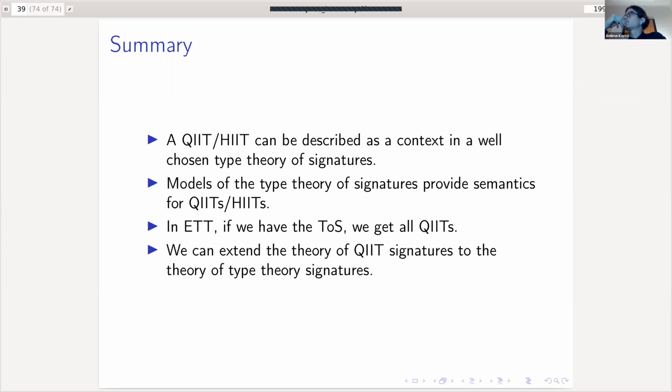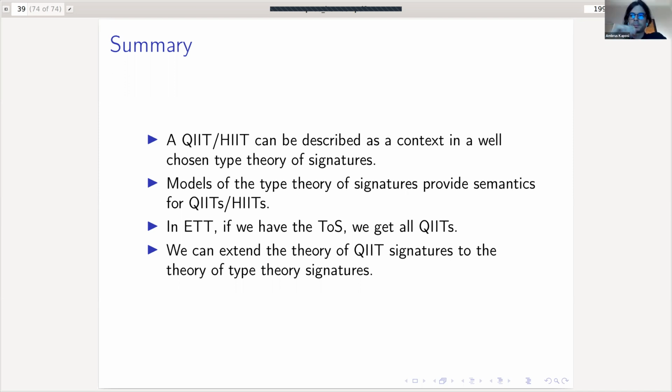Can I try? The point is, you define the theory of signatures, which is a particular QIIT, and now you want to prove that from this you get all QIITs, and for this you need the dependent elimination for the theory of signatures. Oh, I see. Okay, so what you get is that if a particular model has QIITs for the theory of signatures, then it has all QIITs.